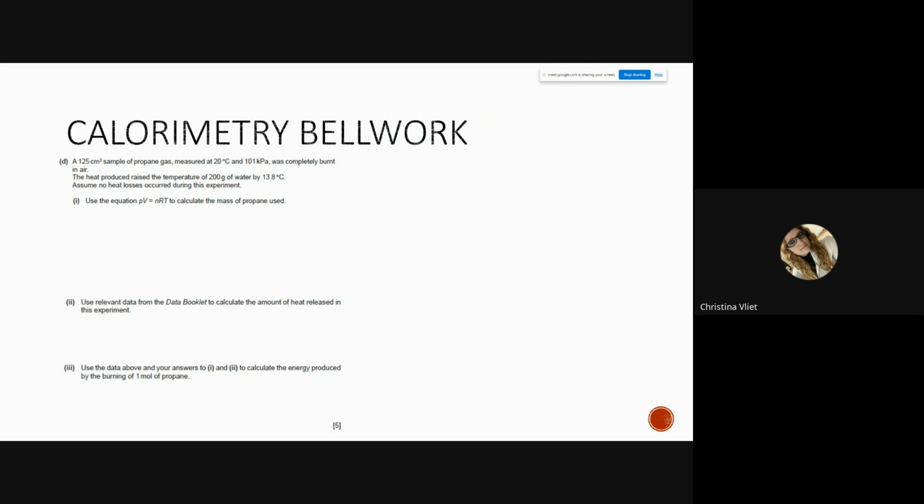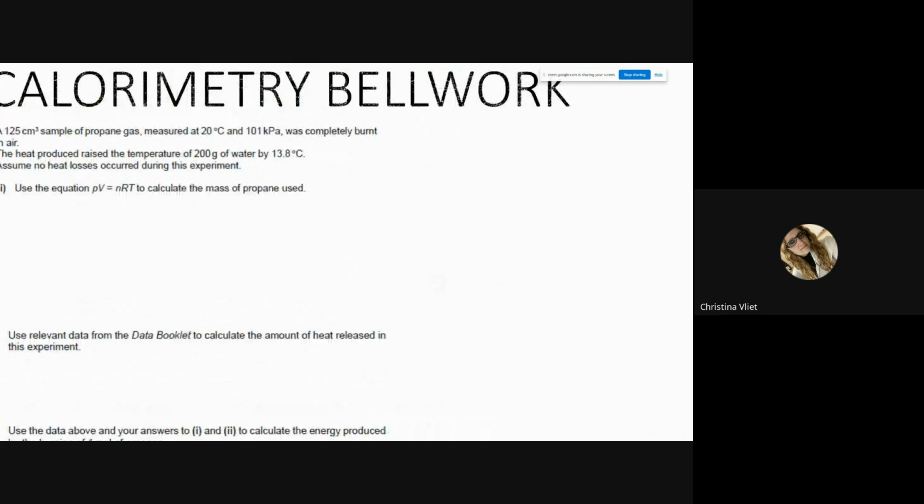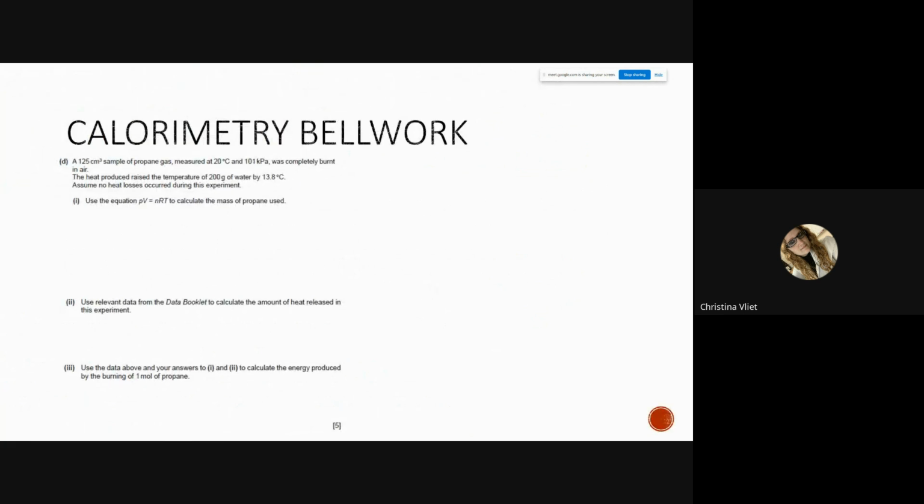All right, ready to continue? Step it up. Let's take a look at this. I think it's a bit too large. All right, I'll read it out. You've got a 125 centimeter cubed sample of propane, measured at 20 degrees Celsius and 101 kilopascals, burnt in air.